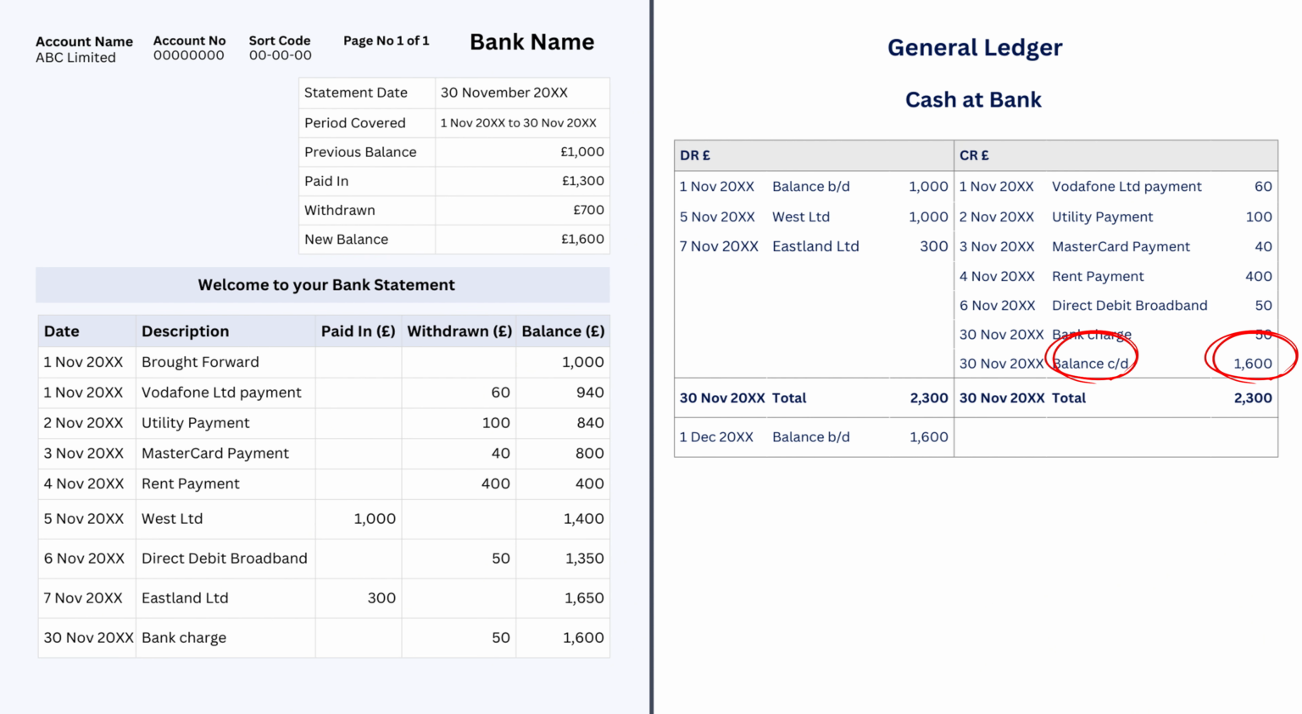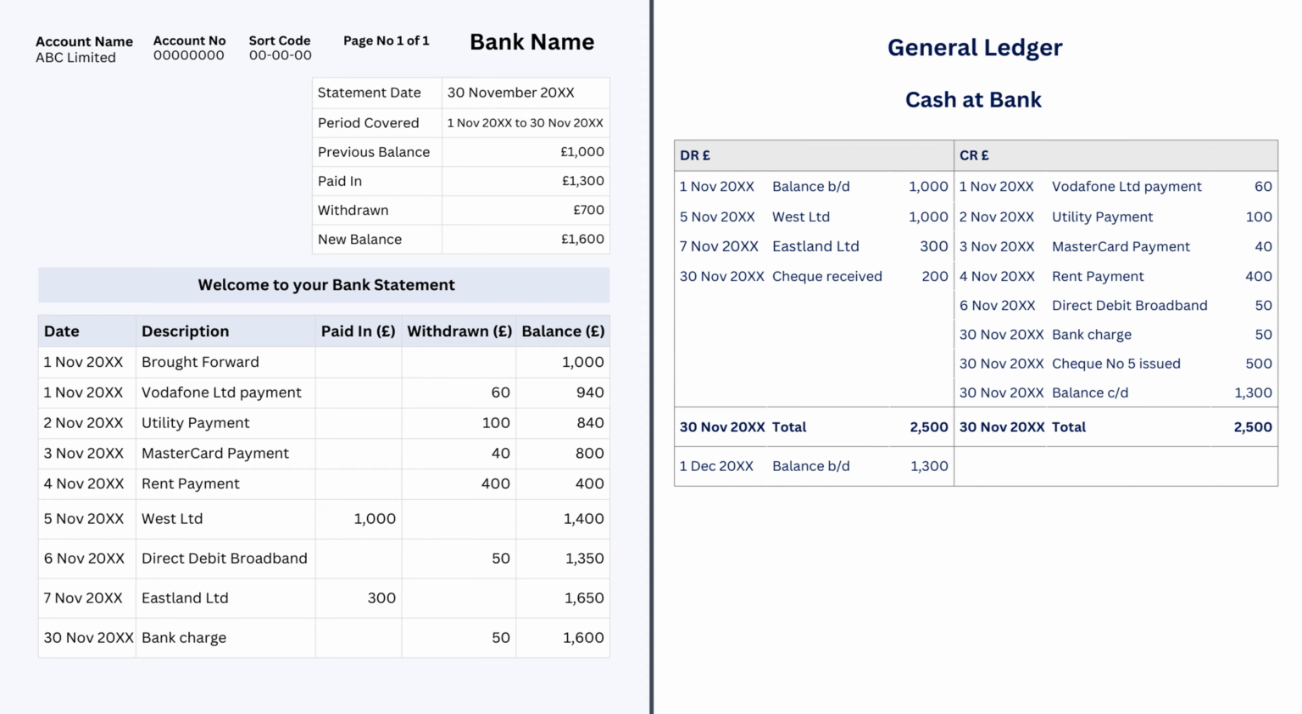The balancing figure, balance carried down, is written on the credit side to make the totals match. Now let's look at the opposite situation, where transactions appear in our cash at bank account but do not yet appear on the bank statement. This usually happens because of timing differences. We record a transaction as soon as we issue a cheque to a supplier or receive cash or a cheque from a customer, but the bank will only record it once it is processed.